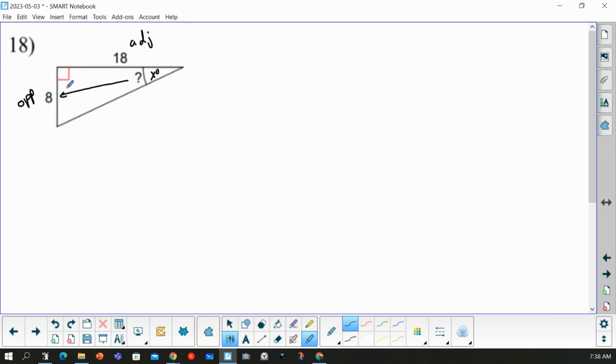The only trig function that uses the opposite and the adjacent is our tangent function, so that's what I'm going to use. Tangent of our angle equals the opposite over the adjacent. So now I'm going to do the inverse tangent, let our calculator do all the work, inverse tangent of 8 divided by 18. So inverse tangent of 8 divided by 18 is going to give us the measurement of this angle right here.